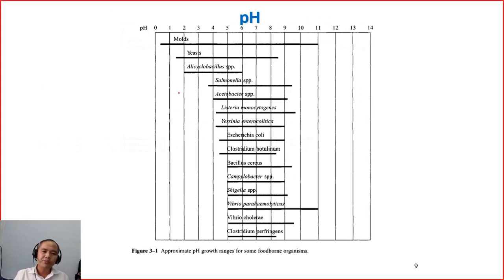For pH, we look at the group of microorganisms: mold, yeast, and then a lot of bacteria. If we look at these three groups, then mold is actually very tolerant to low pH. So mold can grow at very low pH to very high pH. Then yeast is also more tolerant to low pH. But a lot of bacteria are not very tolerant to low pH.